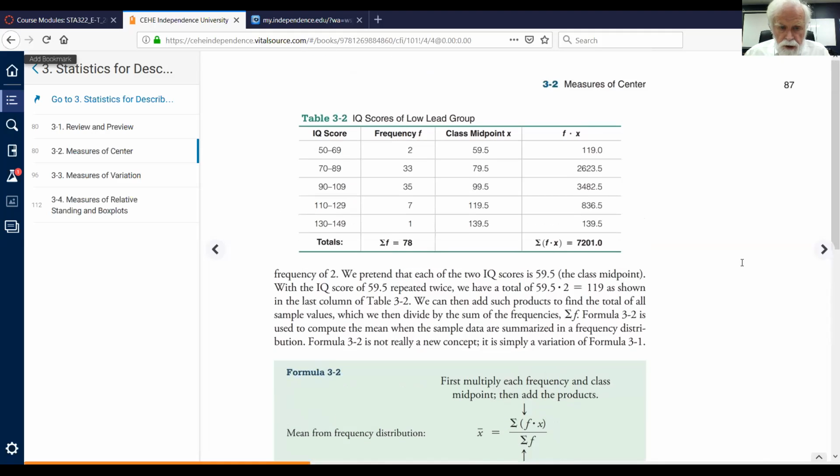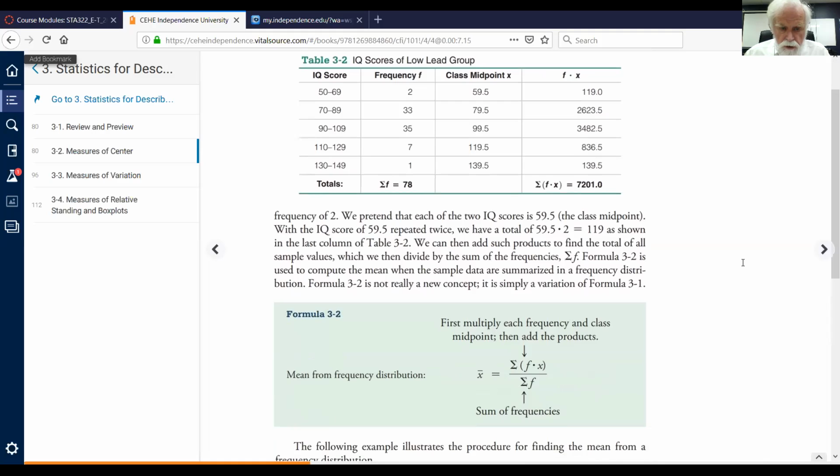Going back to these, looking at the IQ scores in our low lead group that we looked at the other day. We've got lots of frequencies, and we've got a midpoint. What do we got here?